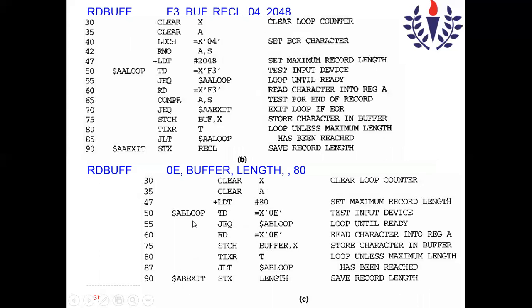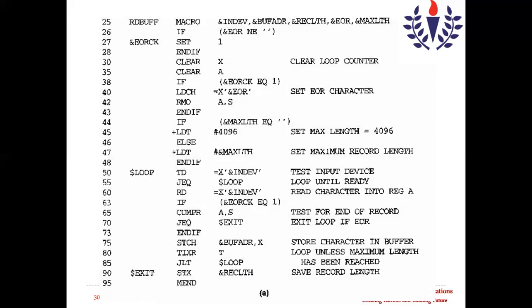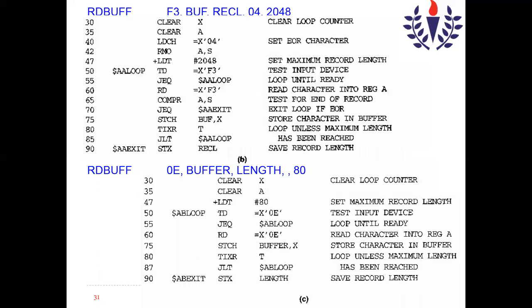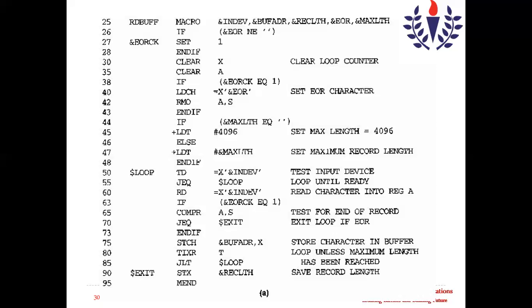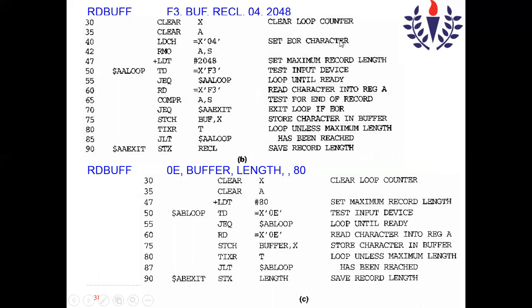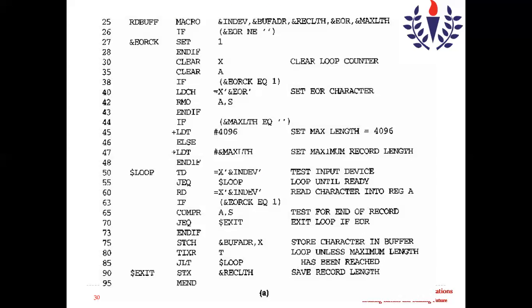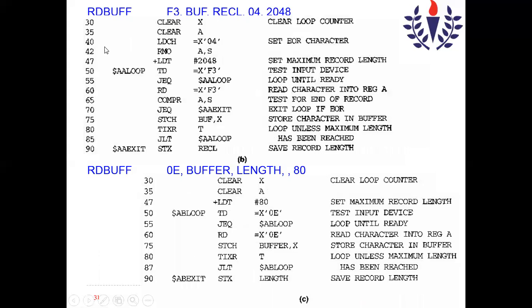Now the same macro that we have discussed in the previous slide will be given different parameters. One is this, later on this, in the next slide also. See F3: if you remember the first parameter is the input device, second is buffer, record length, end of record, and maximum length. So accordingly: input device, buffer, record length, end of record, and maximum length.